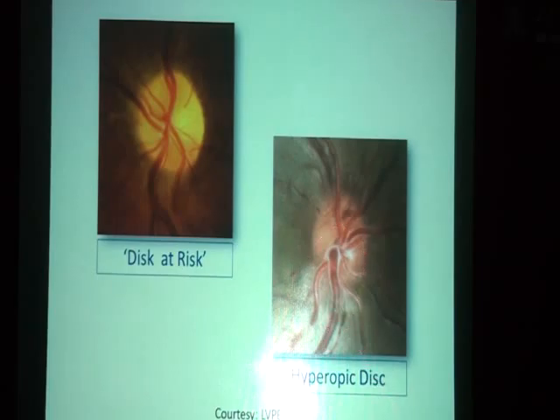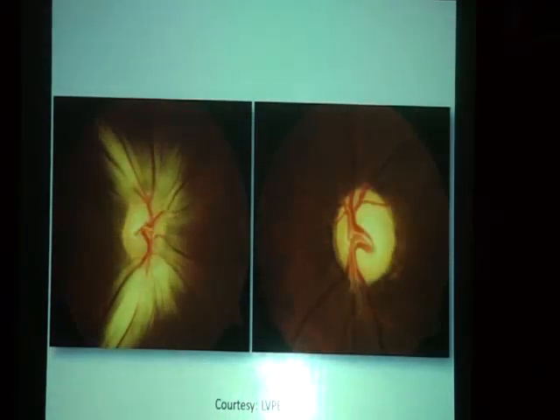Similar features are seen in hyperopic disc. This patient has myelinated nerve fibers, and again can be mistaken for a true disc edema. That is not. In addition to that, interestingly, this was a young patient and also had temporal pallor of the optic disc. Actually, this patient had primary optic atrophy.